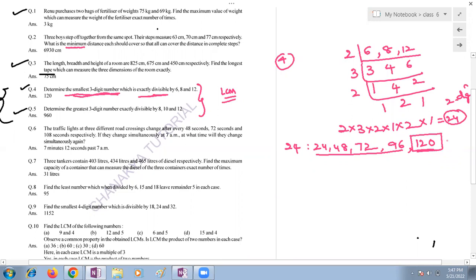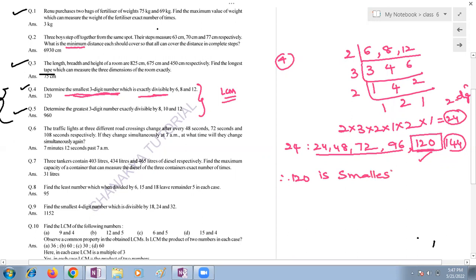If you go with another number, you are going to get 144. This is not the smallest 3-digit number. Because 96 is also a 2-digit number, 120 is the smallest 3-digit number.